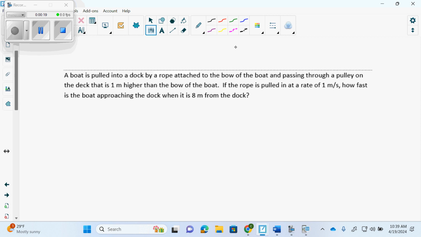All right. So we have a boat. Okay, everyone paying attention and writing this down and not playing a game with their phone sideways or vertical.